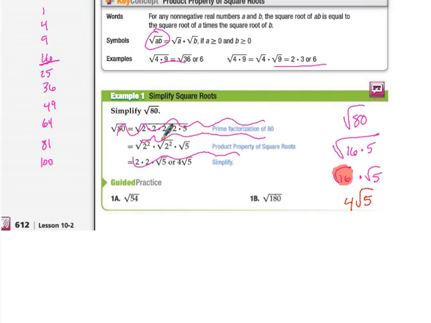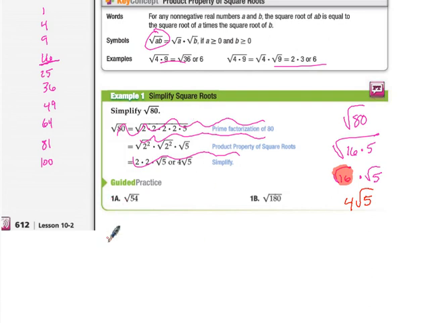I think the way the book does it with these factor trees makes a mess. I do it like this. I think it's the best way, but we'll see if you like it. So go ahead and take a second, pause the video here, see if you can find the largest perfect square that goes into 54 and the largest perfect square that goes into 180 and simplify those. Go ahead and pause the video and do that now.